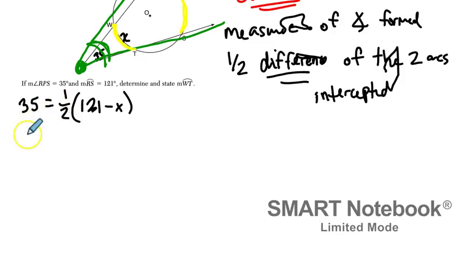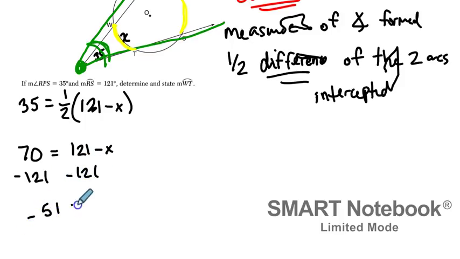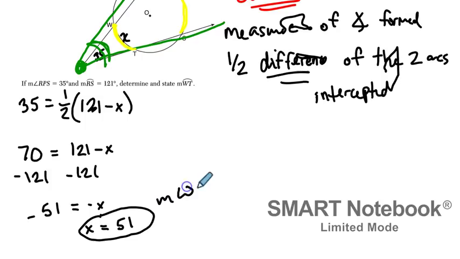I'm going to start by multiplying both sides by 2, because that'll make this 1/2 cancel. So 35 times 2 is 70. 1/2 times 2 is 1. So there I go. I'm going to subtract 121 from both sides. So it gives me negative 51 is equal to negative x. And now I'll divide both sides by negative 1 to give me x is equal to 51 degrees. So that means that the measure of arc WT is 51 degrees. Shabam.